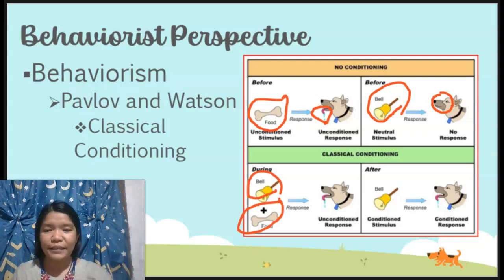And as expected, there is the bone, there is salivation. On the fourth, the dog is only presented with a bell. However, there is already conditioning, which is salivation. So whenever the dog is presented with a bell, the dog is conditioned that the bell is with a bone, so it salivates. Now, what is the implication to teaching?